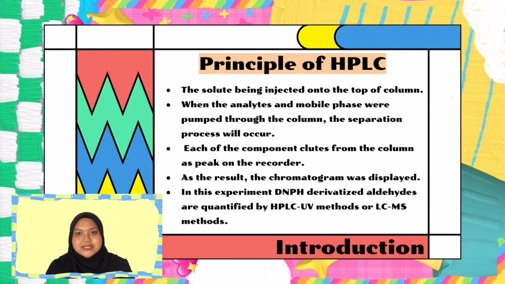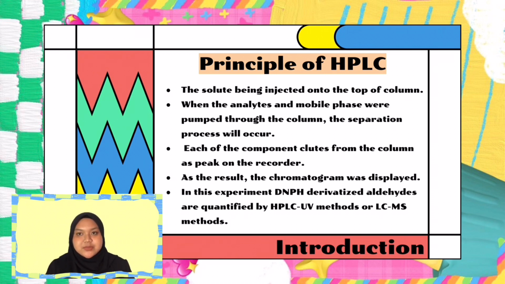The principle of HPLC starts with the solute being injected onto the top of the column. When the analytes and mobile phase are pumped through the column, the separation process will occur. Each of the components elutes from the column as a peak on the recorder. As the result, the chromatogram is displayed.